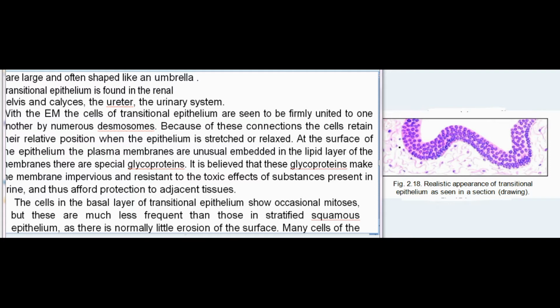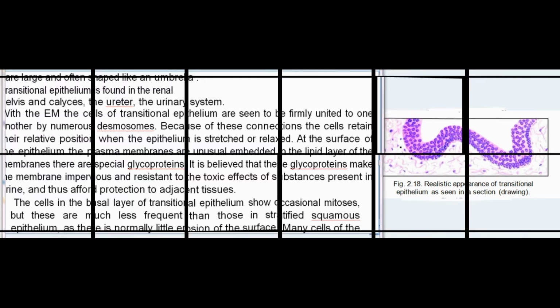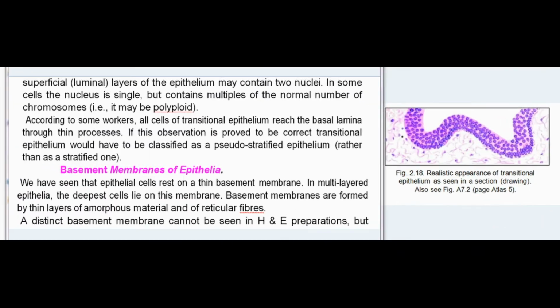The cells in the basal layer of transitional epithelium show occasional mitoses, but these are much less frequent than those in stratified squamous epithelium, as there is normally little erosion of the surface. Many cells of the superficial, luminal, layers of the epithelium may contain two nuclei. In some cells the nucleus is single, but contains multiples of the normal number of chromosomes, i.e., it may be polyploid. According to some workers, all cells of transitional epithelium reach the basal lamina through thin processes.